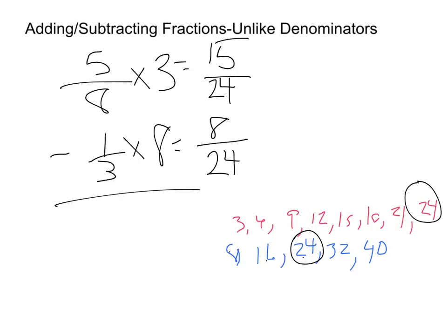Our denominators, which is 24, are the same. So now we can subtract. 15 minus 8 is 7. And when we're subtracting or adding fractions, we don't really touch the denominator. It doesn't change. So we're going to keep it at 24. And that's going to be our answer. 7 over 24.